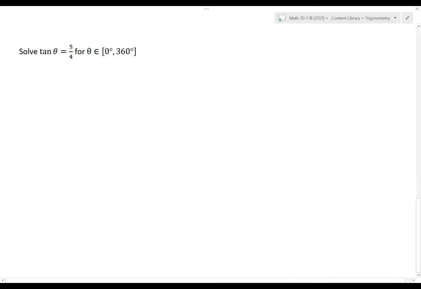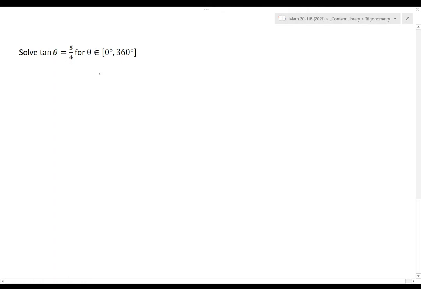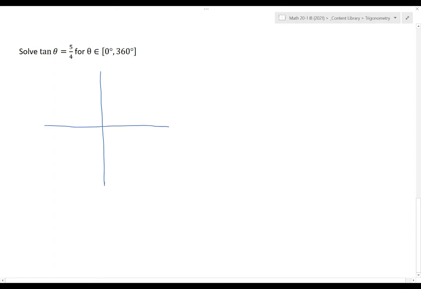So let's say we have the tangent of theta equals 5/4. Again, a full rotation. So the quadrants, well, tangent is y/x. So the tangent is going to be positive if y and x have the same sign. So y and x have the same sign in quadrant 1 because they're both positive. And they have the same sign in quadrant 3 because they are both negative.